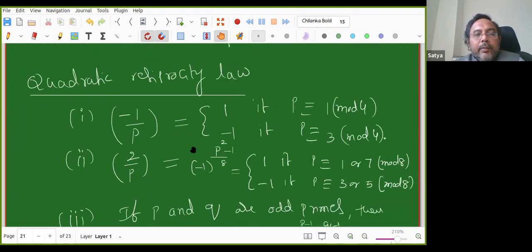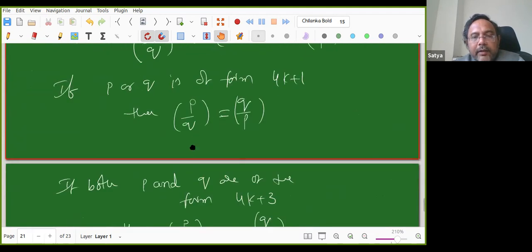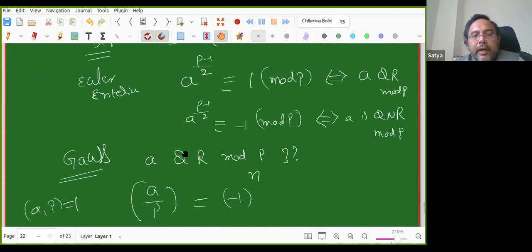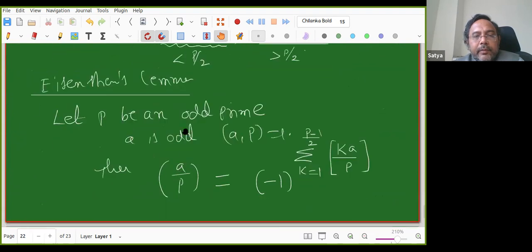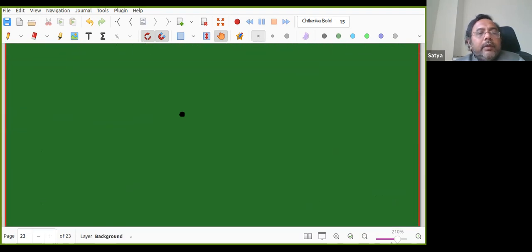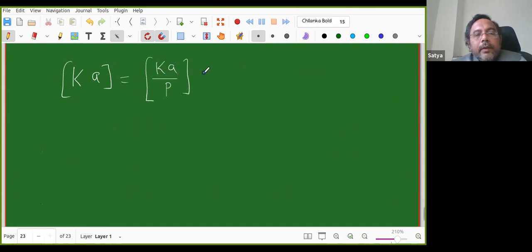Now today we are going to prove Euler's criterion. Eisenstein. Okay, again we'll go back to that. This Ka is equal to (Ka/P) into... so somebody can help me. What is it that I have to write here?